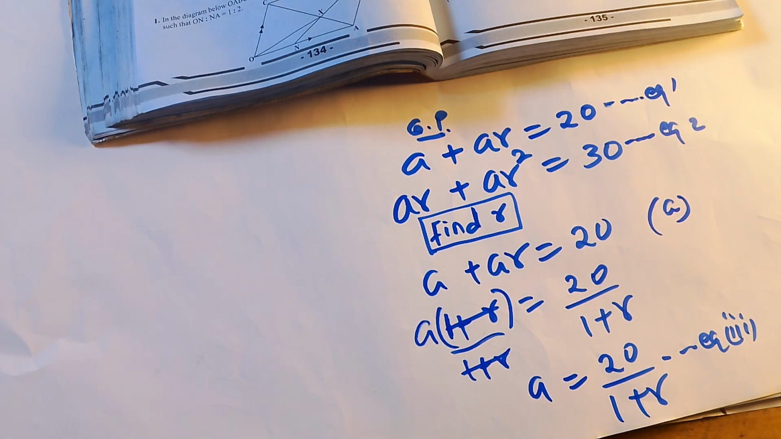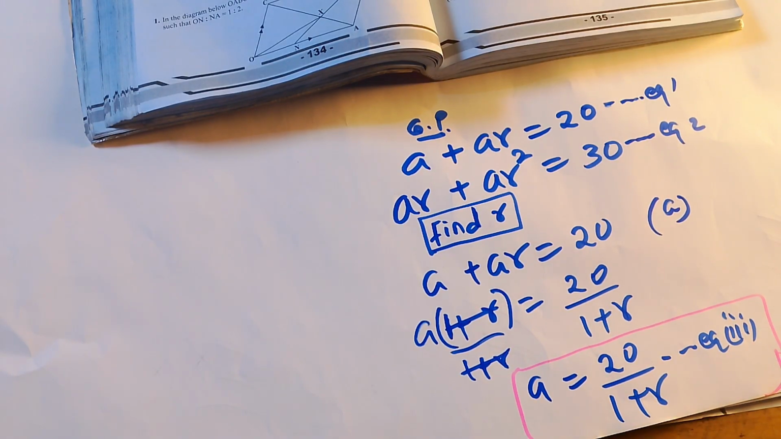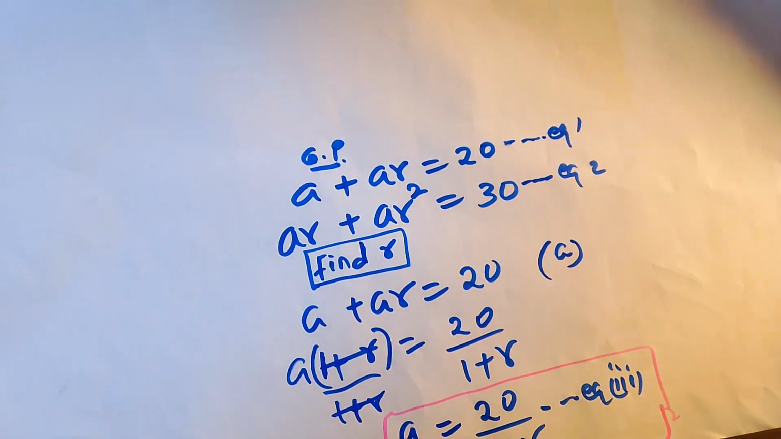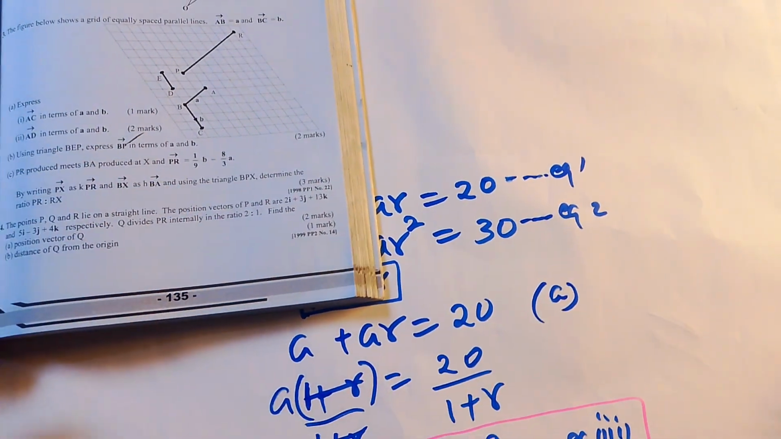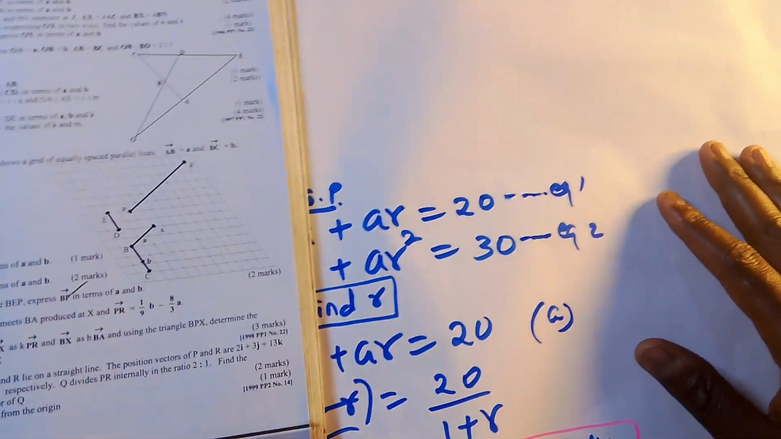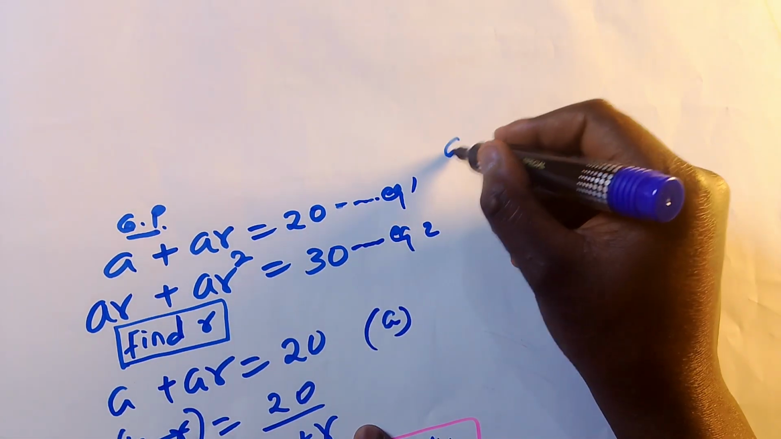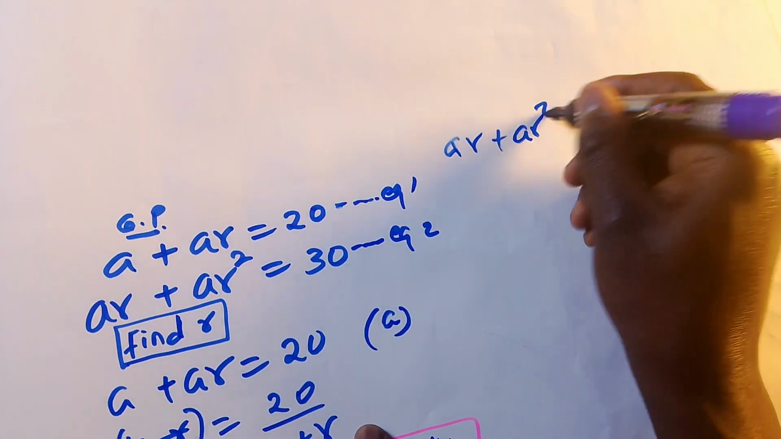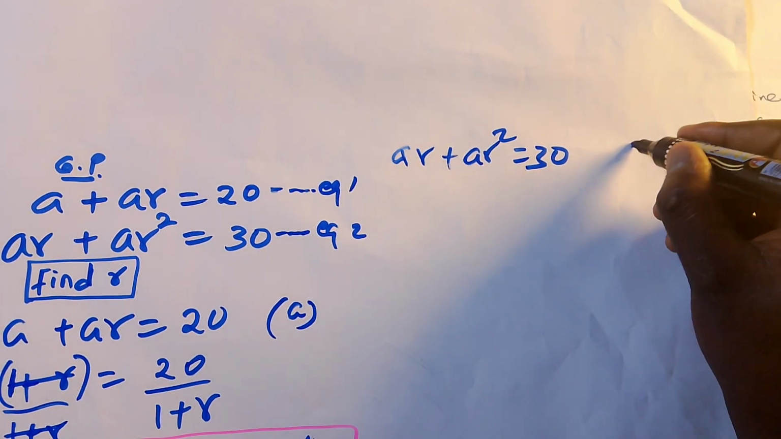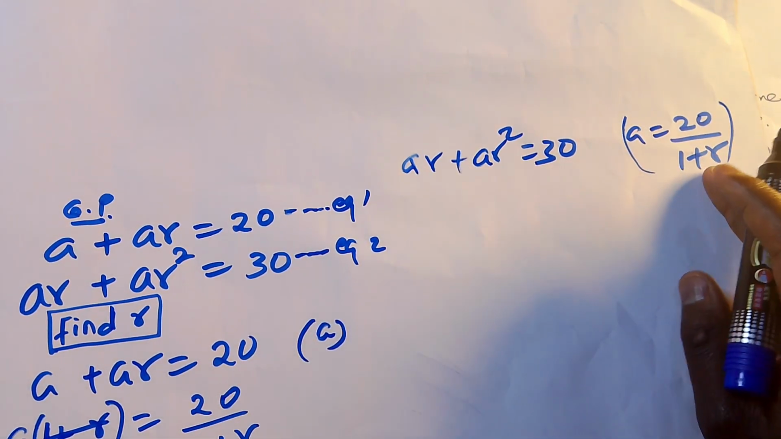Let us highlight that. After we do that, let us proceed. We have got A equals 20 over 1 plus R, so let us take it and put it below. We take the second equation, which is AR plus AR squared is 30. Looking carefully, our A is 20 over 1 plus R, so we replace where A is with 20 over 1 plus R.